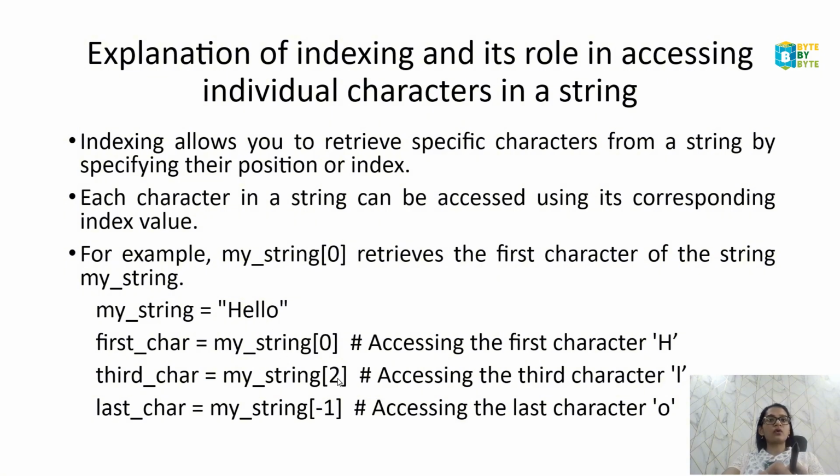If I want to access L, then 0, 1, 2, that means I have to pass 2 as the location. So my string 2. If I want to access this O, then you can say my string -1. Okay, so let's see it with Google Colab.